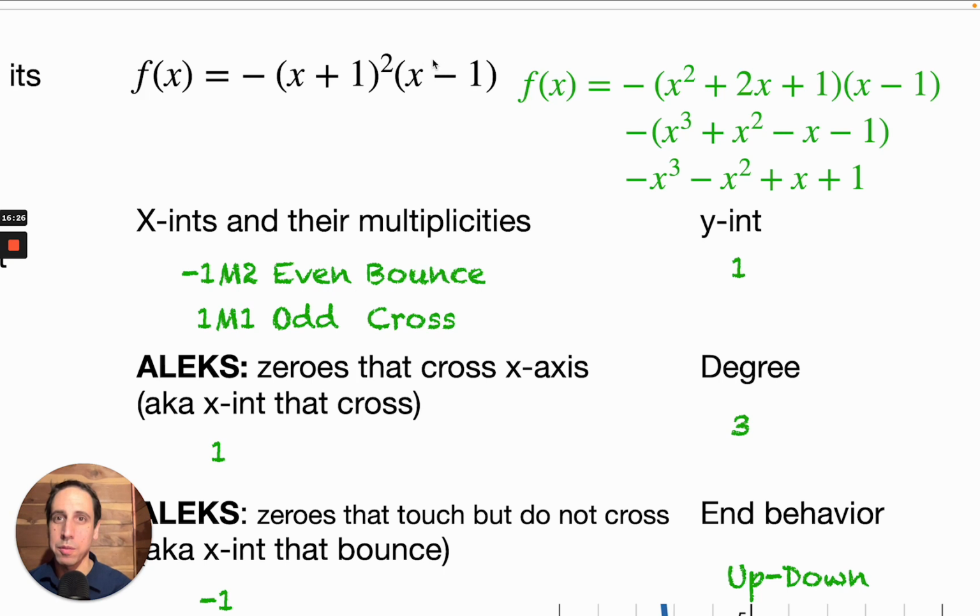The x-intercept of +1 is here. It has a multiplicity of 1 because there's an unwritten exponent of 1 right here. And you can see, because 1 is odd, it's going to cross. The y-intercept is going to be +1 because I can see it right here. Plug in 0 for x and you get 0 plus 0 plus 0 plus 1. That's going to be the y-intercept of 1.